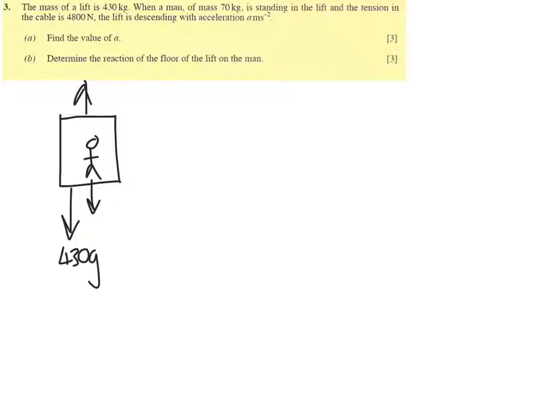He's 70 kilograms. Those two numbers make 500. That's nice. Tension, we're told, is 480, so the tension up here at the top equals 4,800 newtons. And the lift is descending, so it's going down. So that's my acceleration, and acceleration's a meters per second squared. So part A, we've got to find the acceleration of the lift.